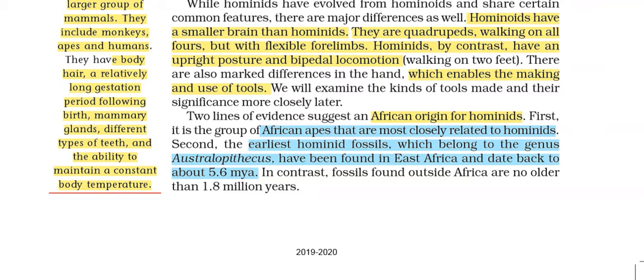These are the differences between hominoids and hominids. So human evolution started with the coming of primates, after that the coming of hominoids, and after that the coming of hominids. I believe it is clear now. Now, where were hominids found? Hominids, the better evolutionary stage of humans, where were they found? They were found in Africa.